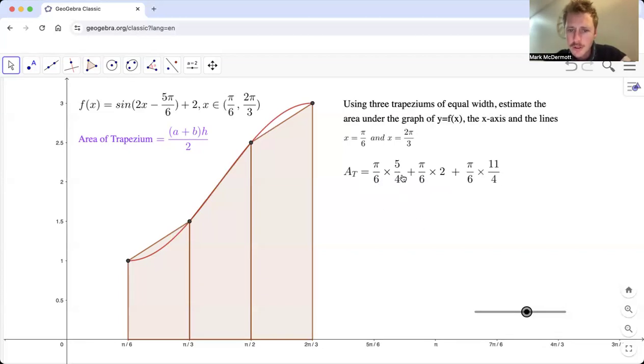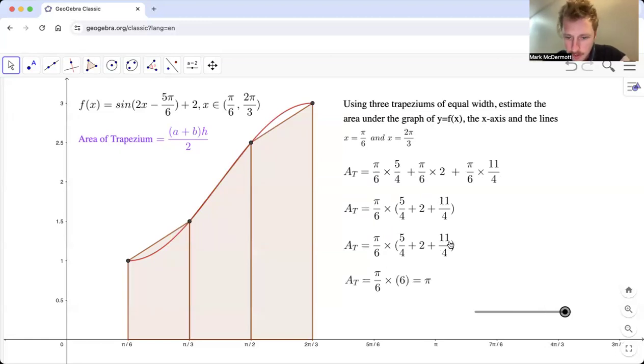You'll probably notice that pi on 6 is common in each of these. So if we take pi on 6 out as a factor, we're left with pi on 6 multiplied by 5 on 4 plus 2 plus 11 on 4. There are some simplifications which I haven't done there, so don't ignore that. If you add these parts up, you get 6, and pi on 6 times 6 equals pi. So the estimate of the area of three trapeziums underneath this curve is pi.